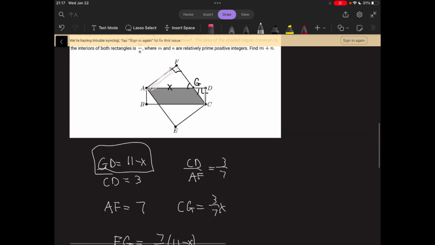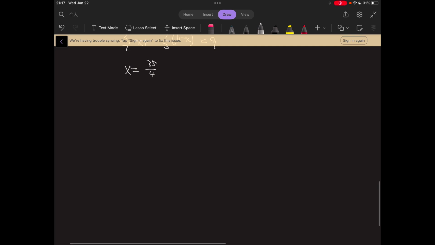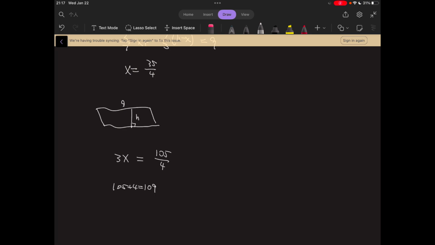Now what is the shaded region? We know that for a parallelogram, the area is just base times height. So it's basically 3x, which we get is 105 over 4. Adding them, we get the number 109.